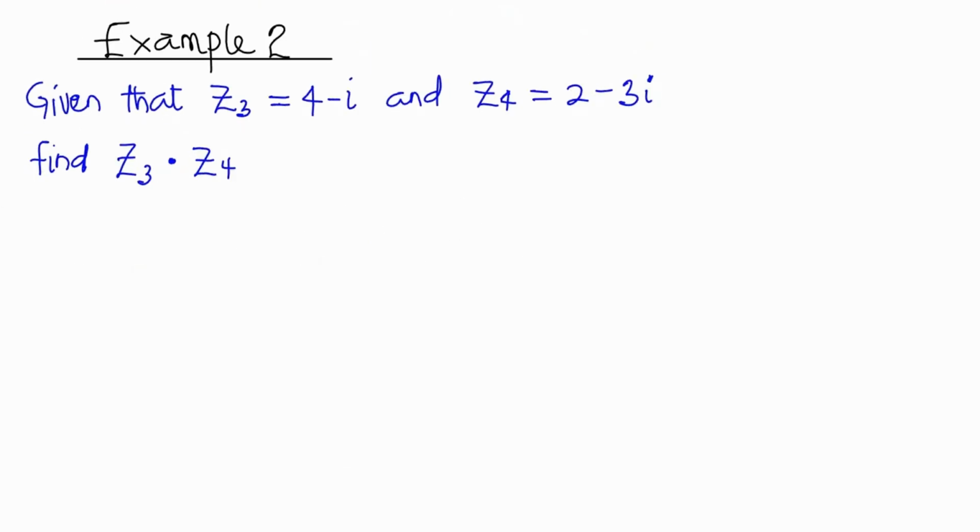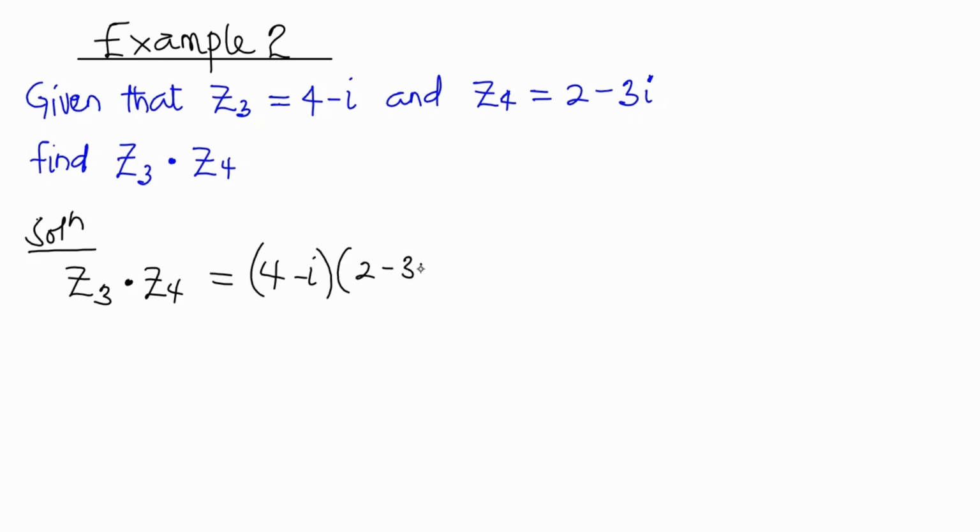So we have example 2. It says that given z3 equal to 4 minus i and z4 equal to 2 minus 3i, we should find z3 times z4. I think at this point you can pause the video and try this. All right, so we continue with our solution. We want to find z3 times z4, which means we have 4 minus i multiplied by 2 minus 3i.